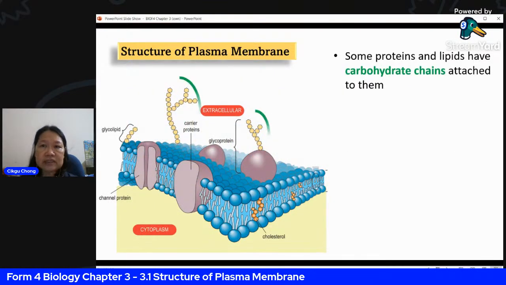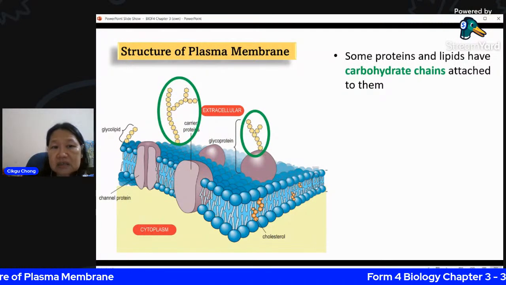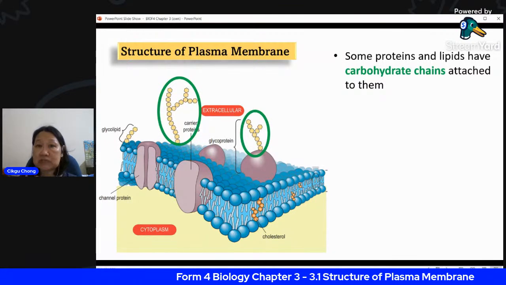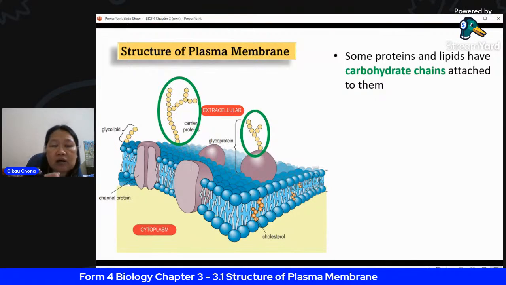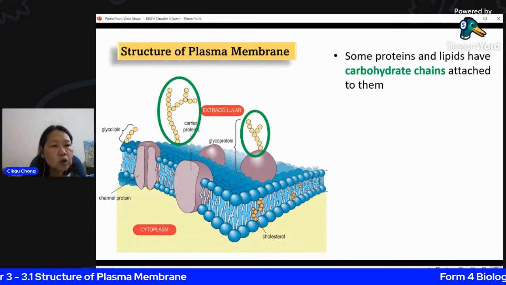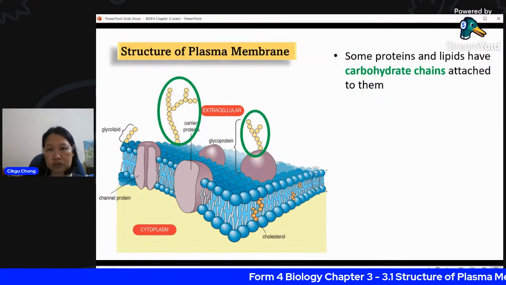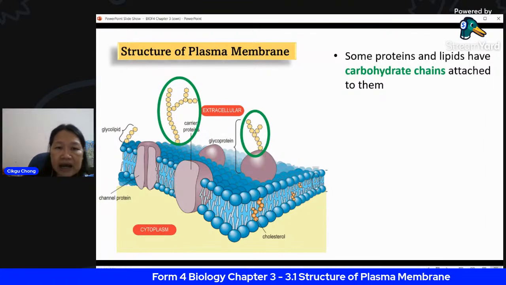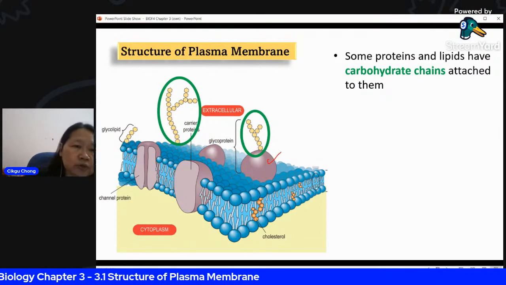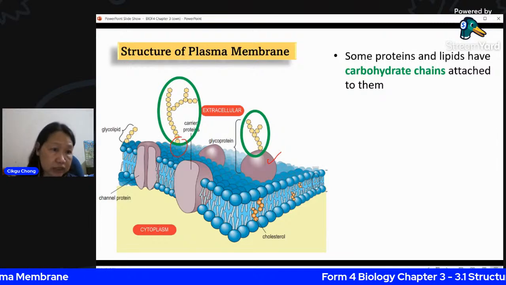Now, other things, you will see there are some other things that are attached onto either the phospholipid bilayer or on the protein molecule. Okay, so they are called carbohydrate chains. So carbohydrate means you have this glucose molecule, and then it's all connected and connected. You get a very long chain. This is a carbohydrate chain. They are either stuck onto this one, which is your protein molecule, or it could be stuck onto the bilayer, the phospholipid bilayer. So there are two types.